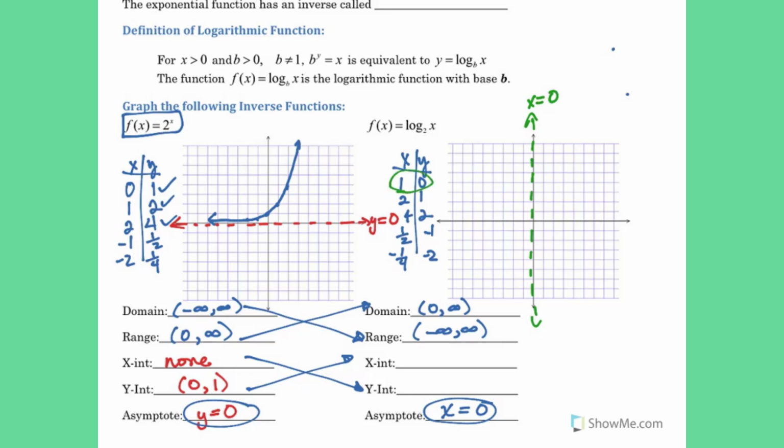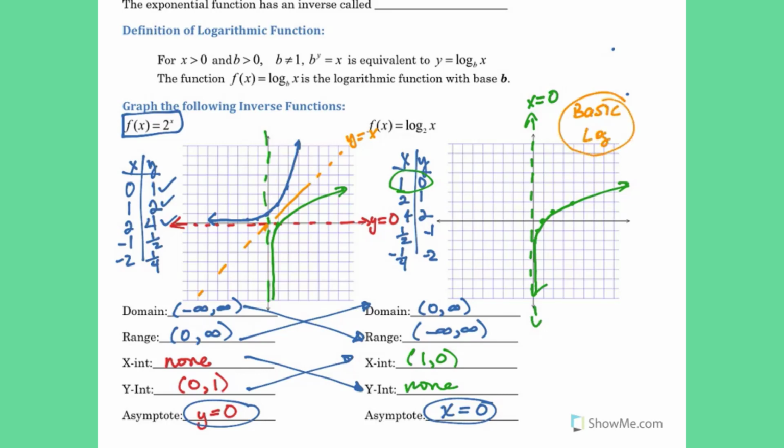So let's see, we have 1, 0, and that is our x-intercept. We have no y-intercept because of the asymptote. And let's see, 2, 1, 4, 2, and then if we go 1/2, negative 1, and so we would have that graph. And remember, it would be a mirror image if I graphed them on top of each other. It would look like that because we have that line of symmetry of y is equal to x. So this is what our basic log graph looks like.